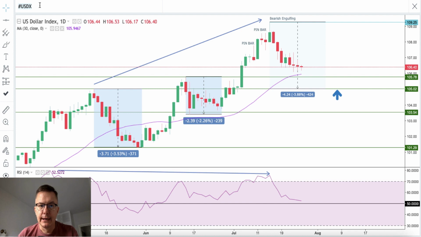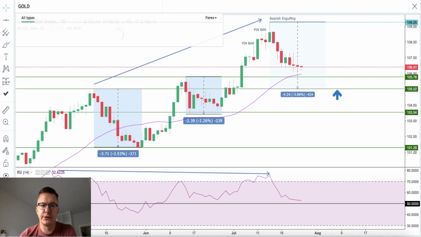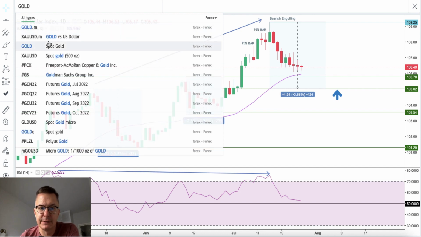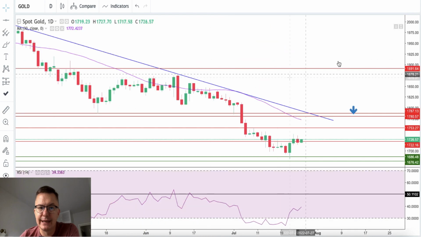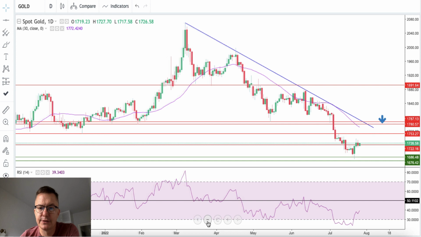That is what is going on with the US dollar, and now we are talking about gold. The gold market might be susceptible to the next move of the market participants. What I'm talking about is the data that are about to be released from the US economy. So what do we have here?